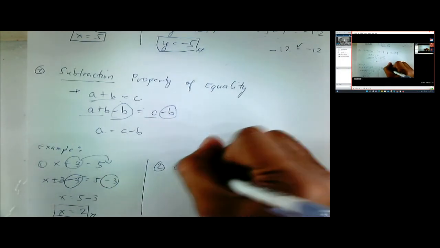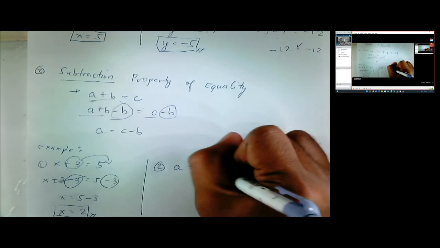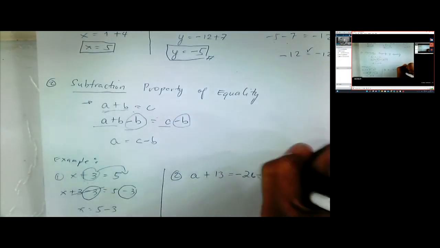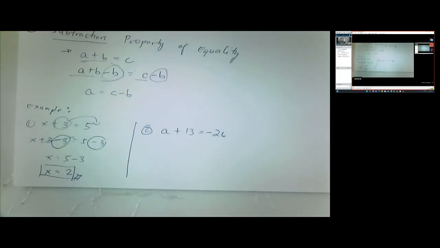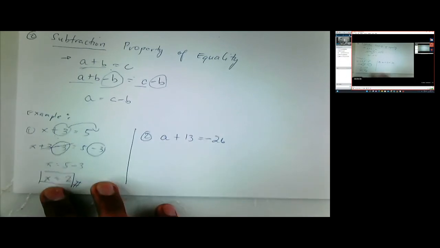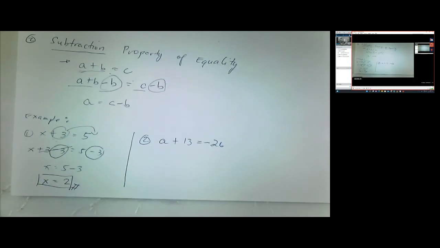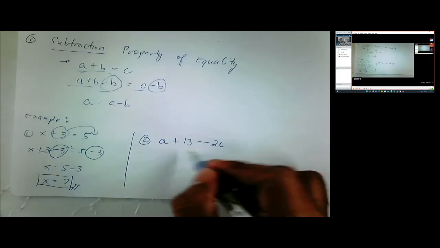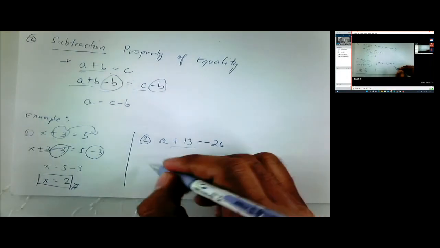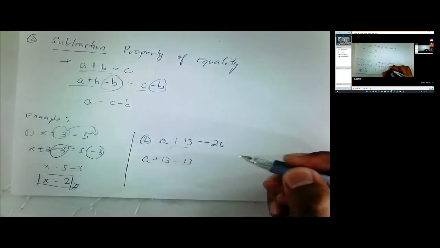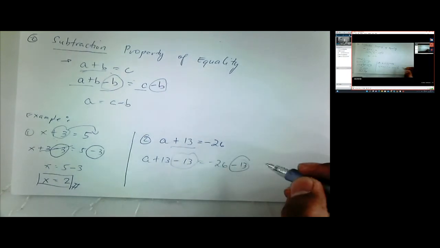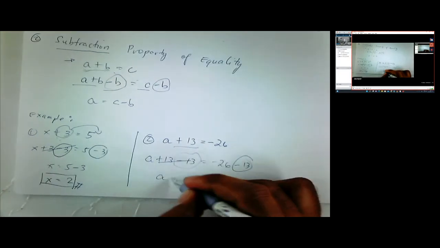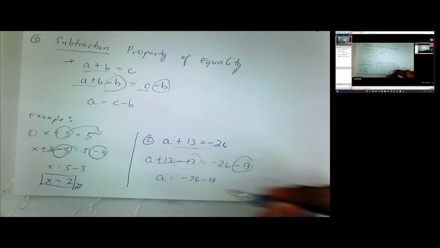Let's have another one. If we have a plus 13 equals negative 26, what do you think is the answer? So we have here plus 13. To remove plus 13, we're going to subtract 13. And if you subtract 13 on the left side, you need to subtract 13 on the right side of the equation as well. So you will have a is equal to negative 26 minus 13.